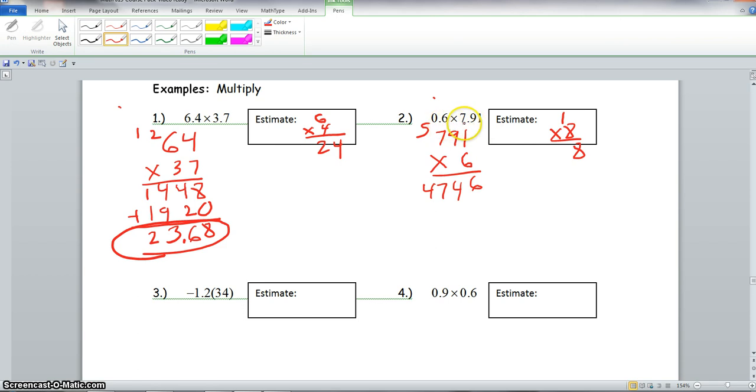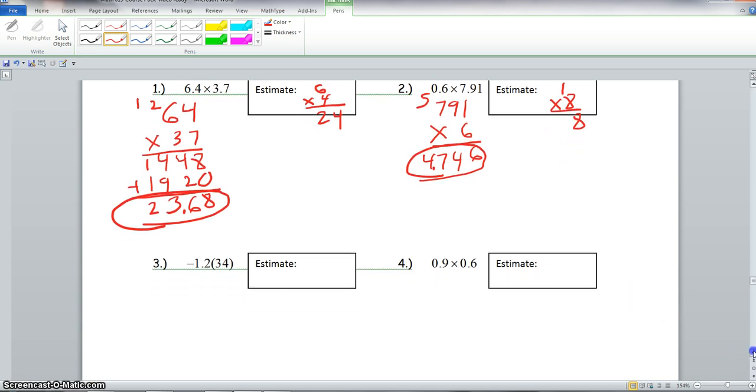We have a total of 3 digits behind the decimal. So we have 1, 2, 3. So our final answer must have 3 digits behind the decimal. So our final answer is 4.746. And if you look at it, it is approximately 8.